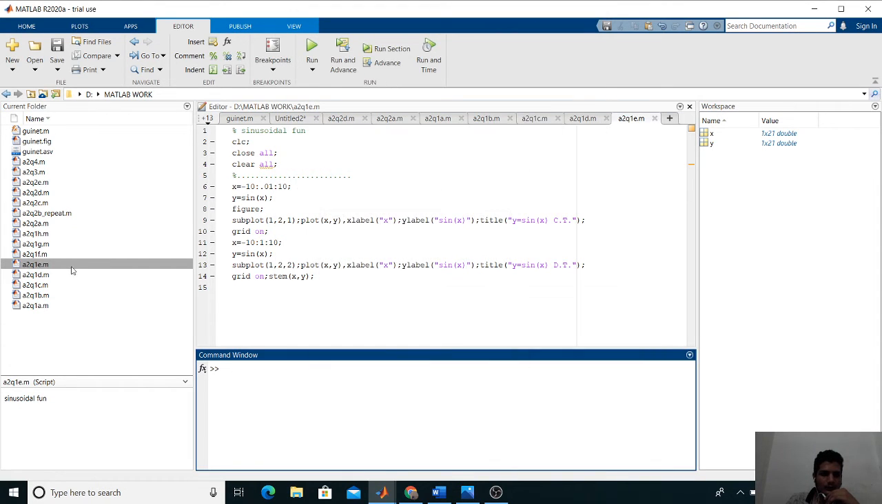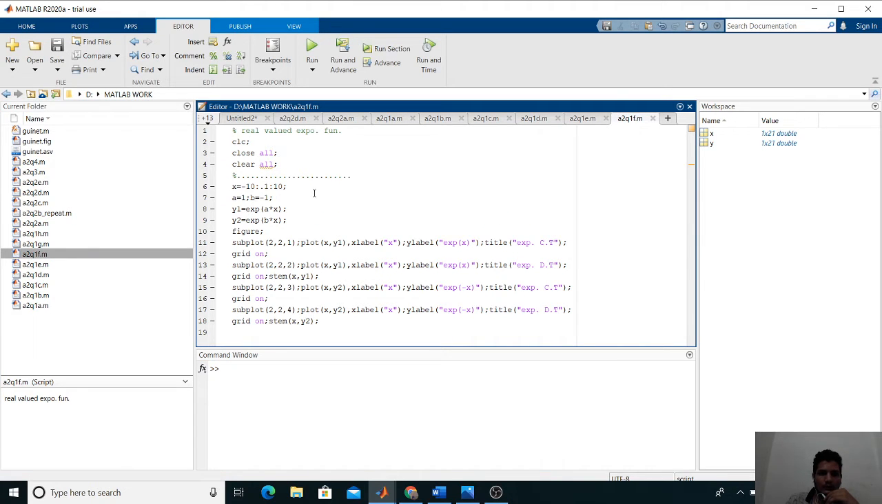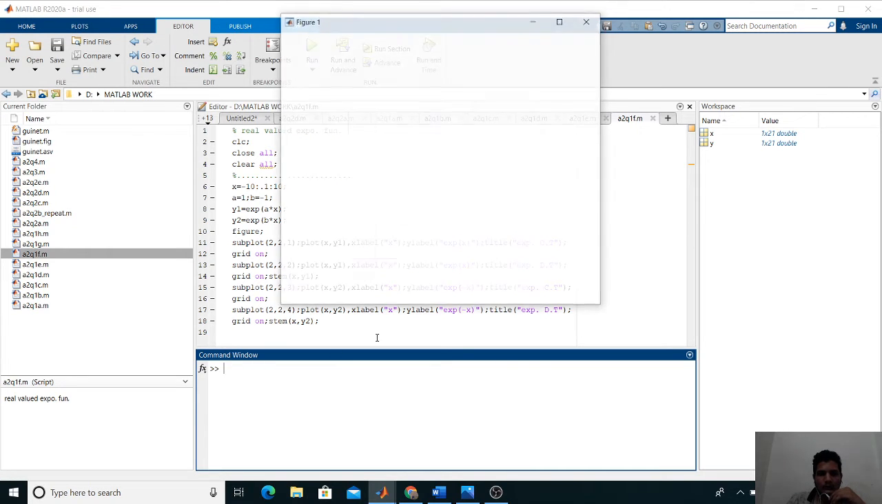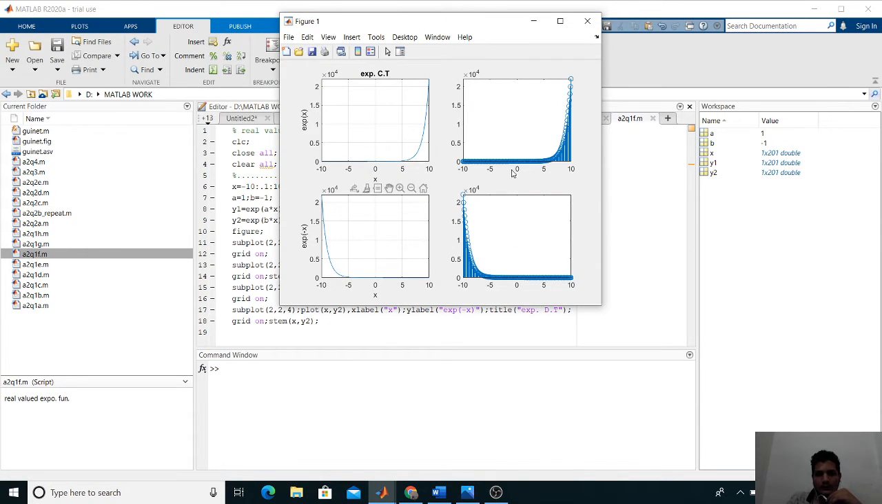The next function is the real valued exponential function. I have taken e raised to the power x, with a equal to 1 and b equal to -1. So I have taken e raised to the power x and e raised to the power -x. This condition is written for e raised to the power x, that is y1 continuous, and this is for y1 discrete, this is for y2 continuous, and this is for y2 discrete. Let's run it and see how it comes out, Q1. So it's coming out like this: increasing discrete, decreasing discrete.